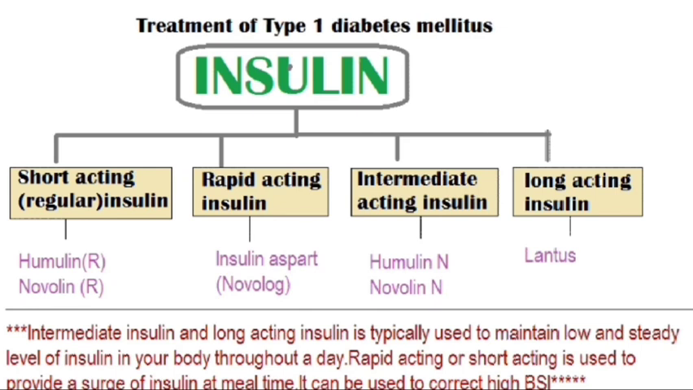Now, let's see about insulin. Short acting, rapid acting, intermediate acting, and long acting, in which long acting and intermediate acting are typically used to maintain a low and steady level of insulin in your body throughout the day. Rapid and short acting is used to provide a surge of insulin at mealtime. It can be used to correct high blood sugar level. Short acting examples are Humulin, Novolin R; rapid acting, insulin aspart, Novolog; intermediate, Humulin N, Novolin N; and long acting example, Lantus.